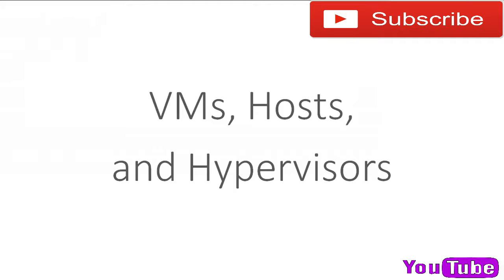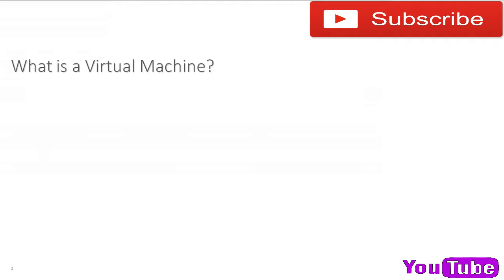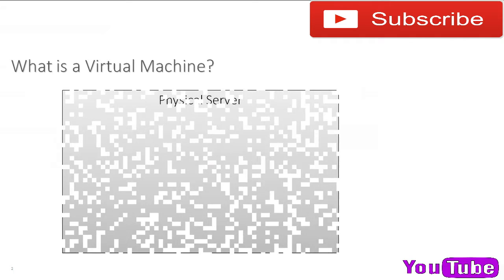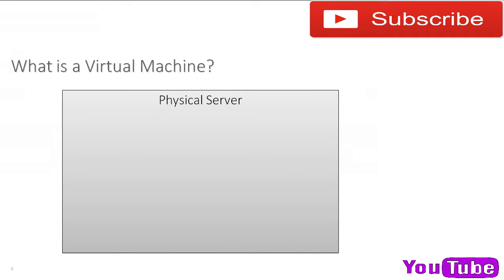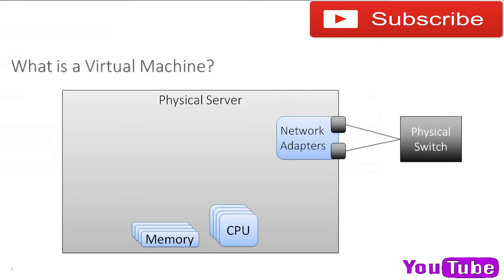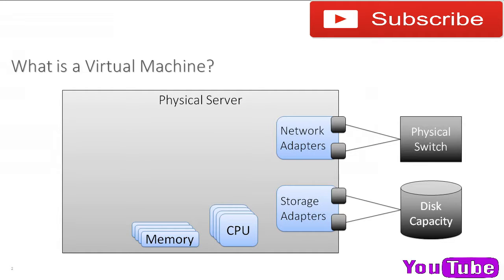In this video, we'll learn about virtual machines, hosts, and hypervisors. And in order to truly understand what a virtual machine is, we're actually going to start by thinking about a physical machine, a physical server. When we purchase a physical server, it comes with memory, CPU, network interface cards and adapters to connect to the disk capacity of that physical server.